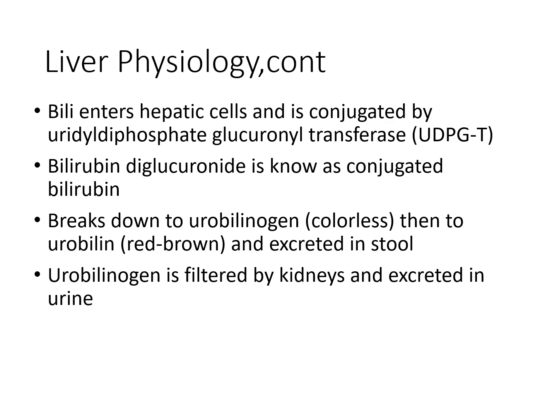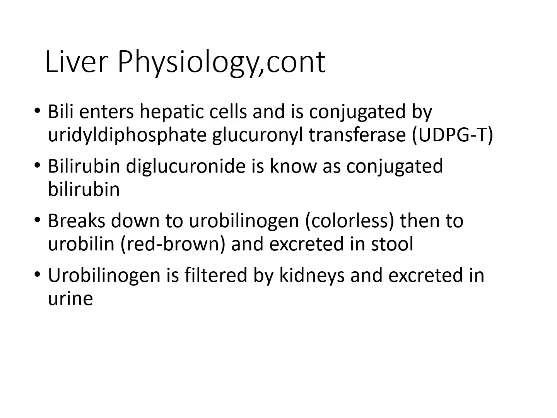Inside the liver cells, bilirubin undergoes conjugation by the enzyme uridyl diphosphate glucuronyl transferase. This conjugation converts bilirubin into bilirubin diglucuronide, also known as conjugated bilirubin. This form is water soluble, allowing it to be excreted into bile.